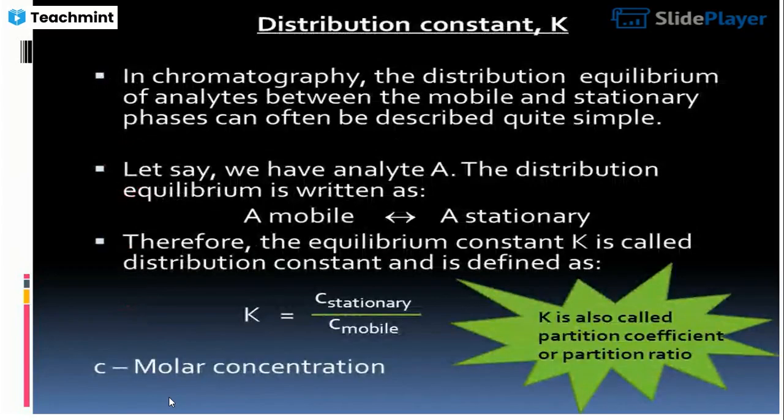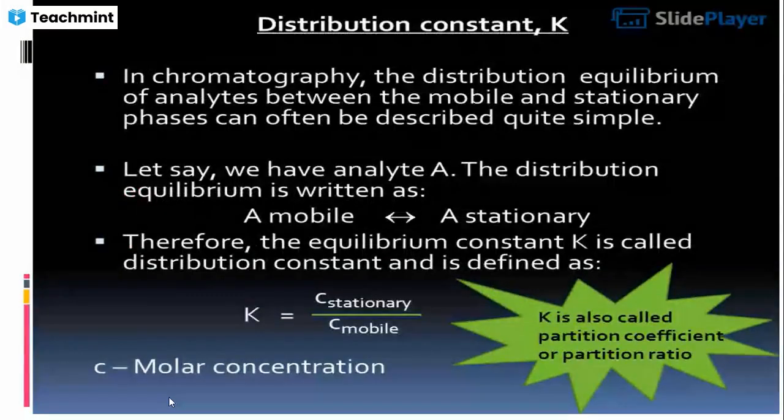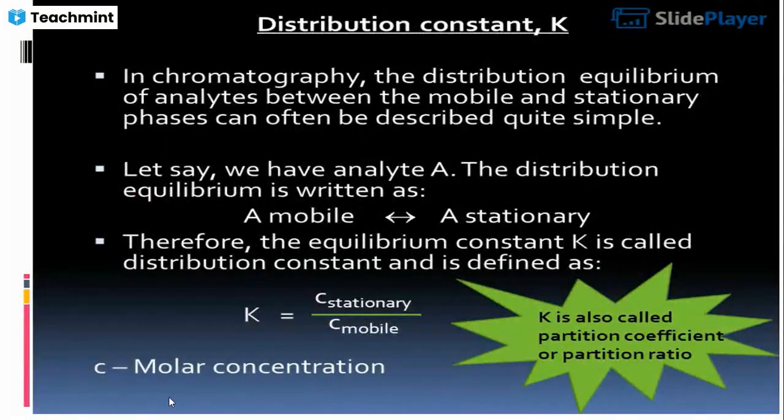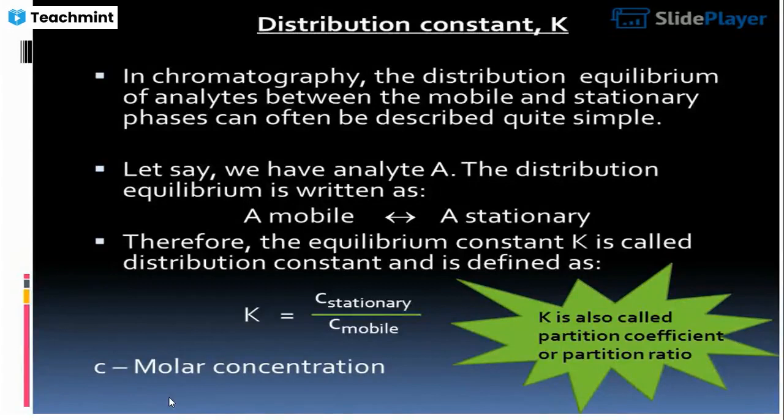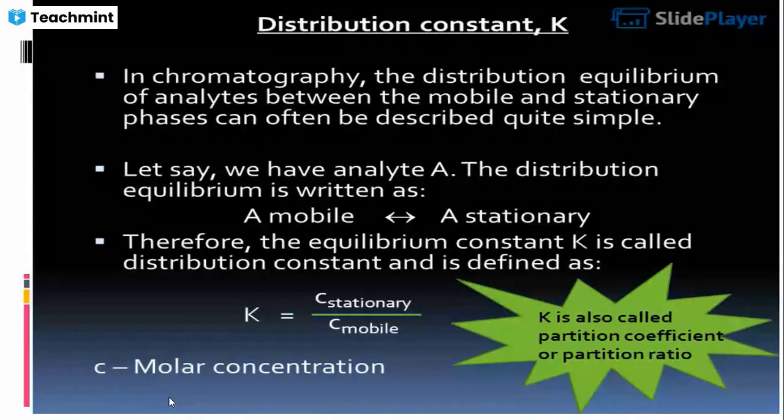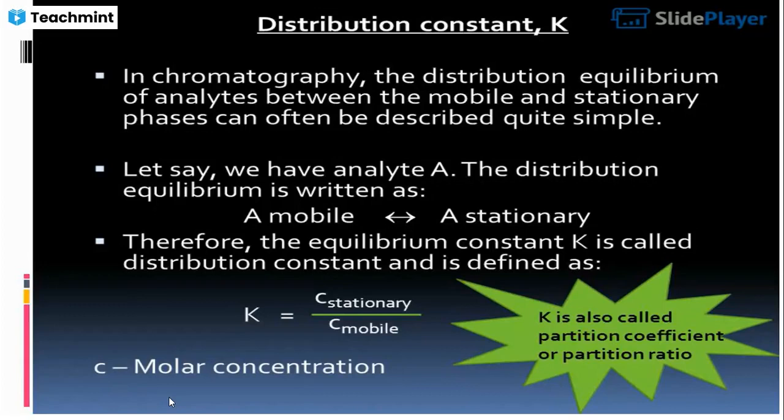Distribution constant, K. In chromatography, the distribution equilibrium of analytes between the mobile and stationary phases can often be described quite simply. Let's say we have analyte A. The distribution equilibrium is written as A mobile and A stationary. Therefore, the equilibrium constant K is called the distribution constant and is defined as K equals C stationary over C mobile, the molar concentrations. K is also called the partition coefficient or partition ratio.